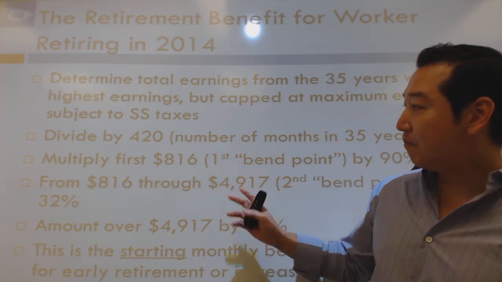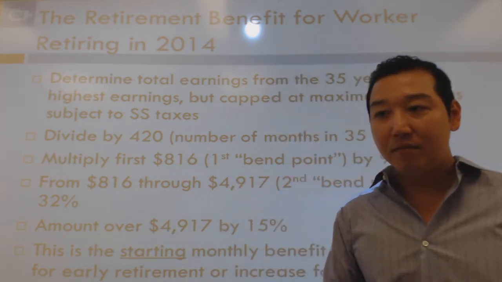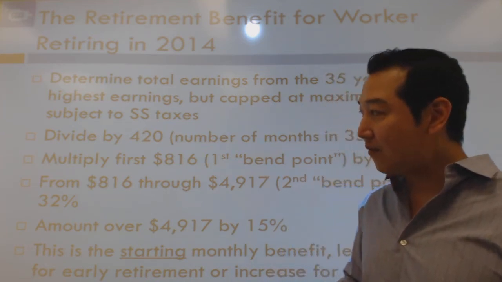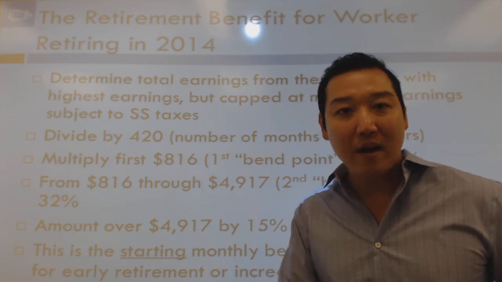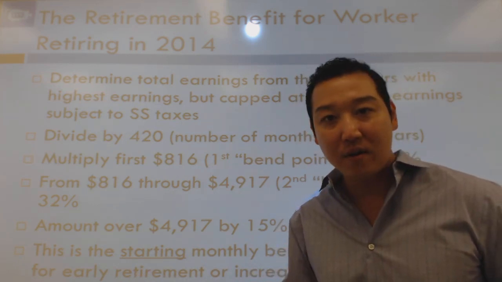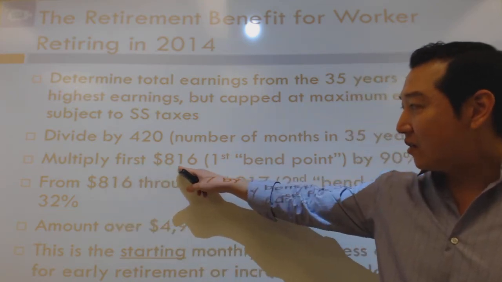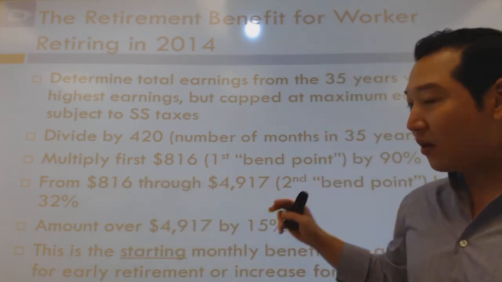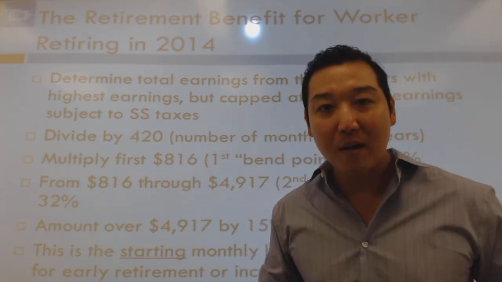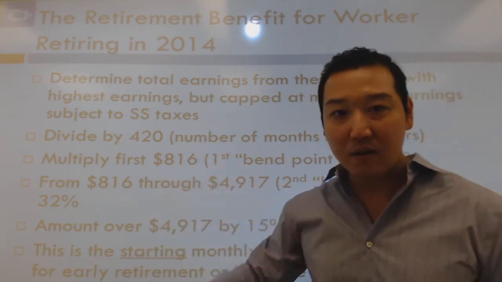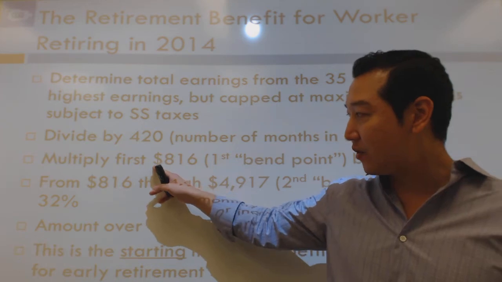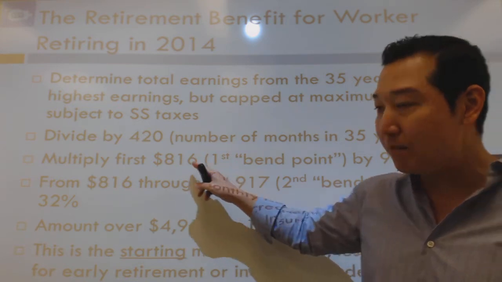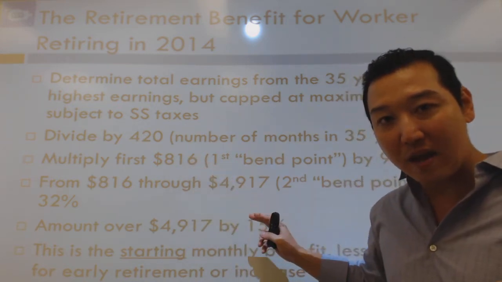And so let's say you have $5,000 of average index monthly earnings, right? So on that $5,000, if you made about $5,000 on average over your lifetime, over your highest 35 years of earnings, on the first $816 of that average index monthly earnings amount, you're going to get back, in the way of the benefit, 90% of the first $816. Okay? And so we call that the first bend point. And then the next bend point is at $4,917. These bend points change every year, depending on changes in average wages.